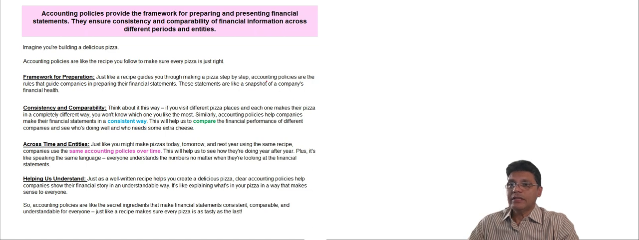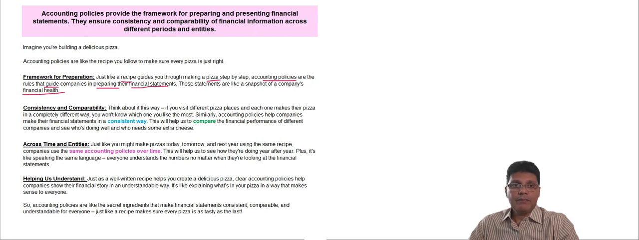So basically, the accounting policies. Just as the recipe for a pizza, we have the accounting policies that provide guidance for the companies to prepare their financial statements. These statements are like a snapshot of the company's financial health, because the financial statements consist of the income statement, the balance sheet, and the cash flow statement. From that we can understand how the company is performing.